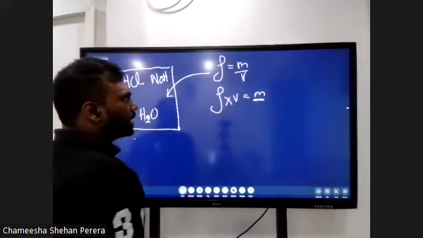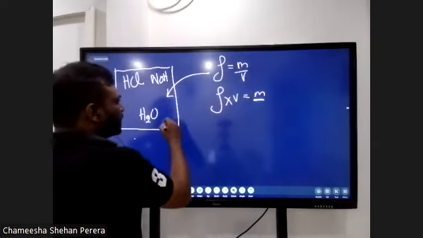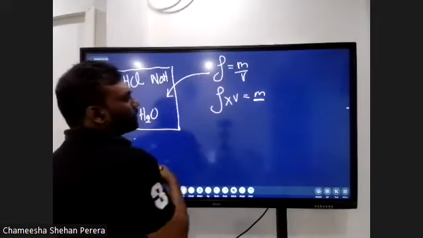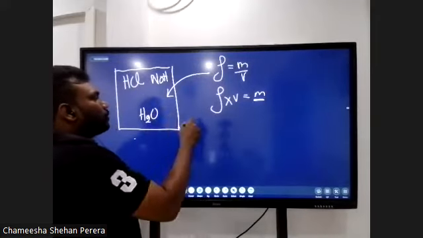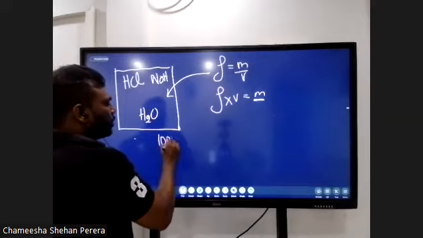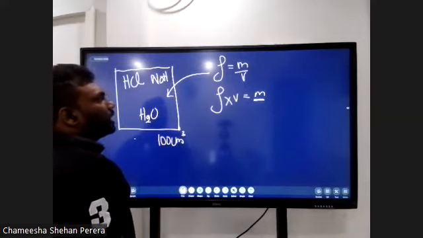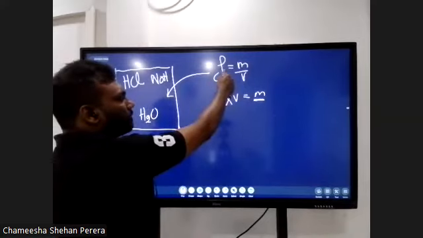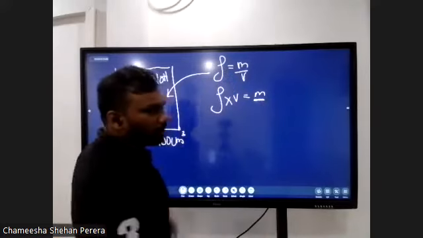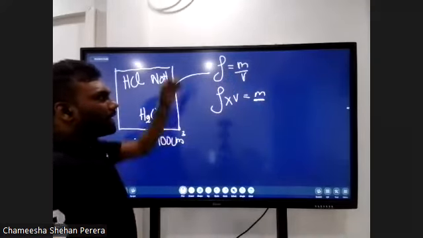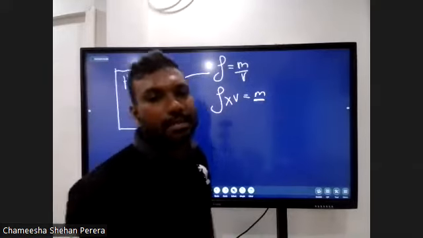This is how we find out. To find the mass, the first thing we have to know is the density. If you know the density, you know the volume. The volume here is 100 centimeter cubed. If you know the volume, you can multiply it by the density and get the mass of this mixture. So what do we have to do? Find out the density. So then we are making an assumption again.